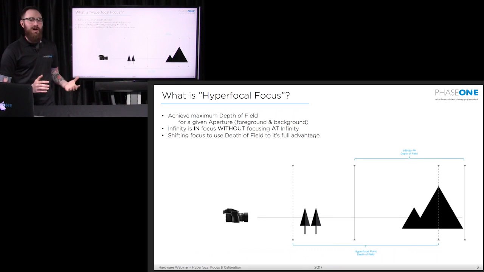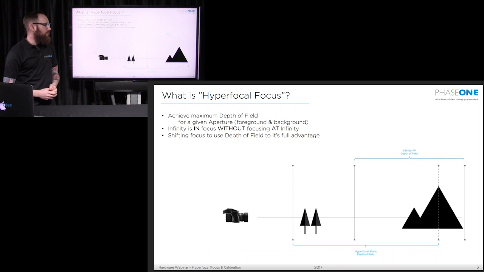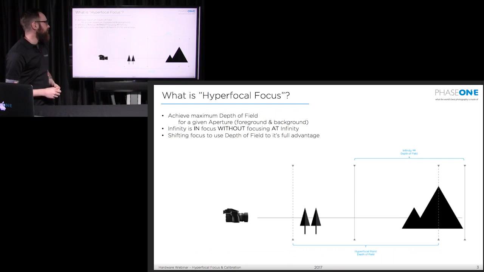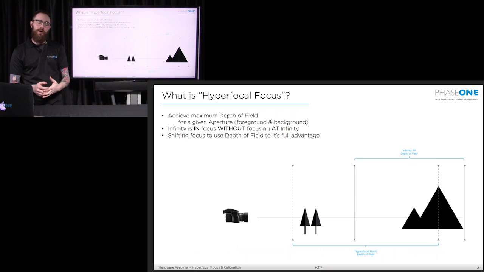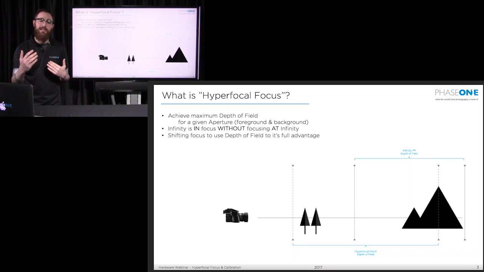So, we're talking about hyperfocal focus. What is hyperfocal focus? Well, this diagram that you should see on your screen is one that's lifted straight out of the manual. It's achieving maximum depth of field for a given aperture, but that's depth of field in the foreground as well as the background. Now, a lot of people will say, well, that's easy. You just stop down to f22, f32, and you'll get maximum depth of field.